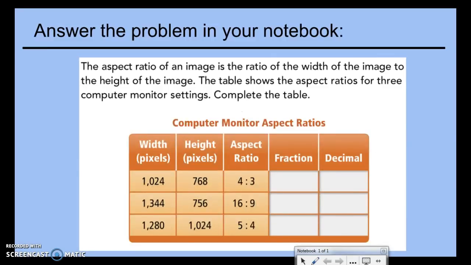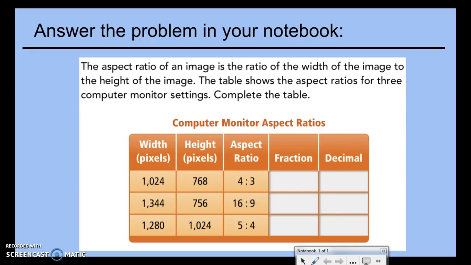I want you to solve this one in your notebook. You don't have to copy the situation, but I do want you to copy down this chart. It's going to be pretty helpful. The aspect ratio of an image is the ratio of the width of the image to the height of the image. The table shows the aspect ratio for 3 computer monitor settings. Complete the table. The width for the first one is 1024 pixels. The height is 768.